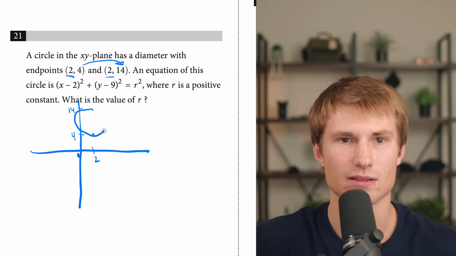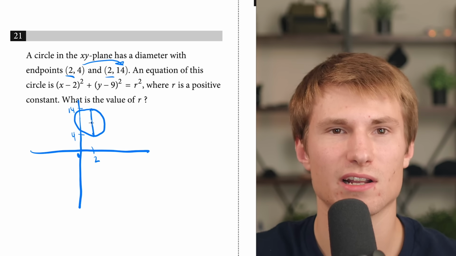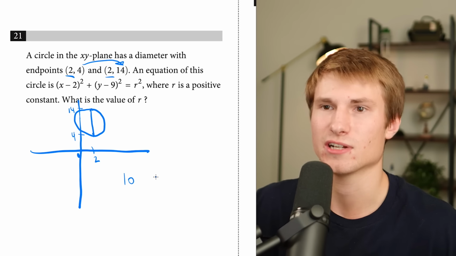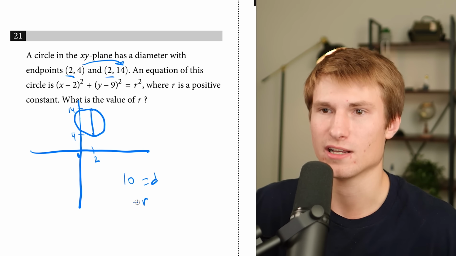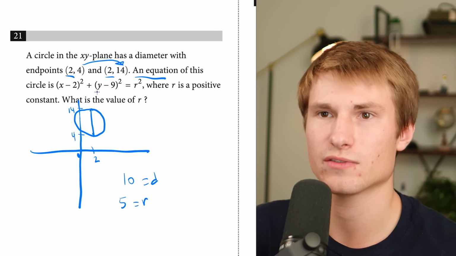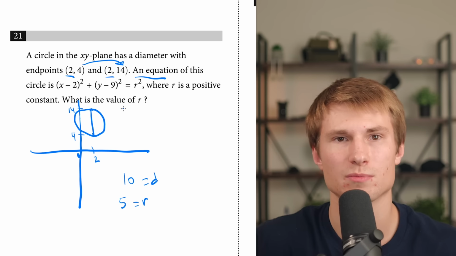It looks something like this. Okay. I know that to get the radius, all I have to do is take the difference of the y's, right? So 14 minus 4 would give us 10. That's our diameter. And then our radius is going to equal 5 because it's 10 over 2. Anyways, an equation of the circle is (x minus 2) squared plus (y minus 9) squared equals r squared, where r is a positive constant. What's the value of r?